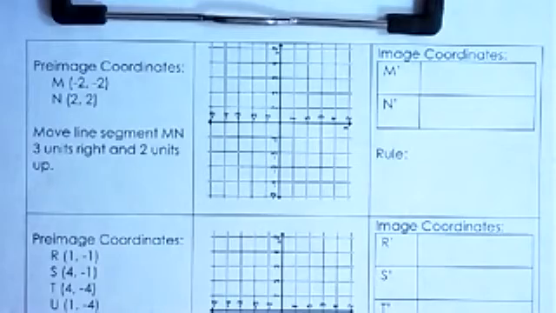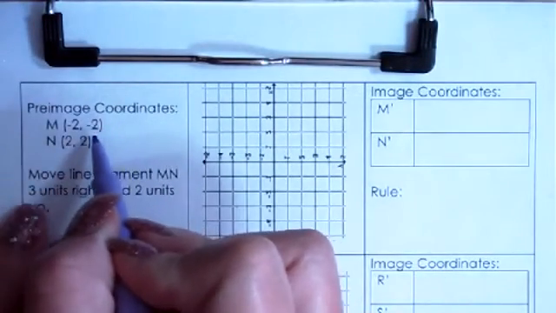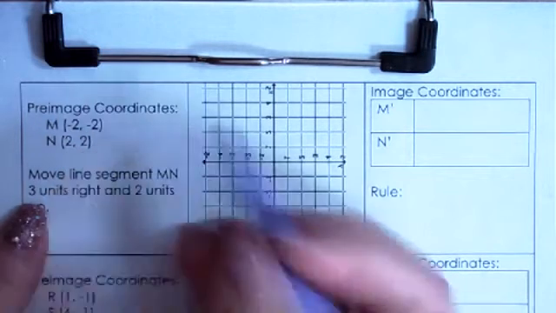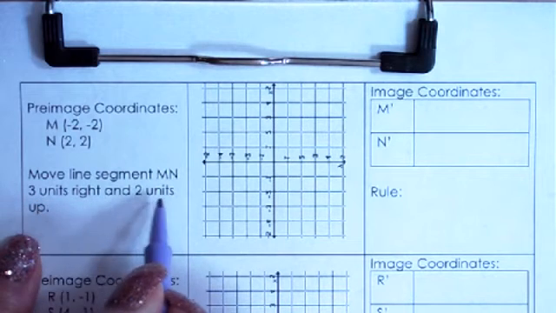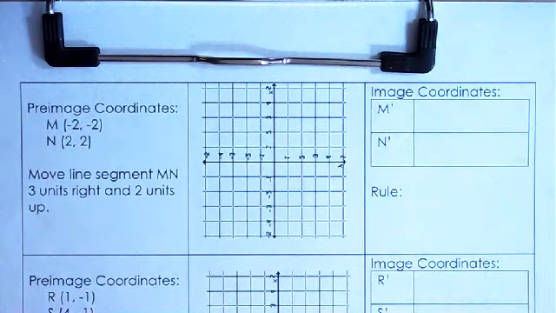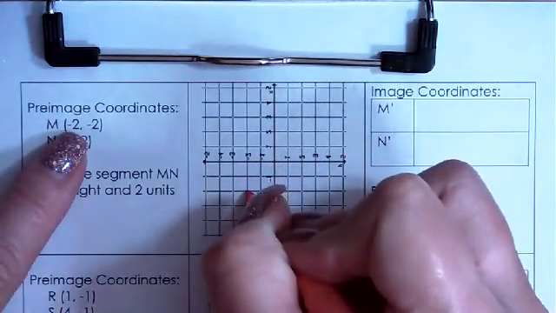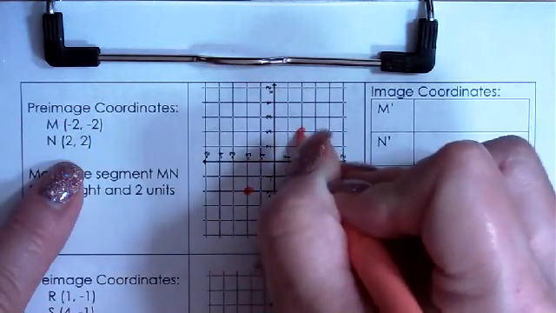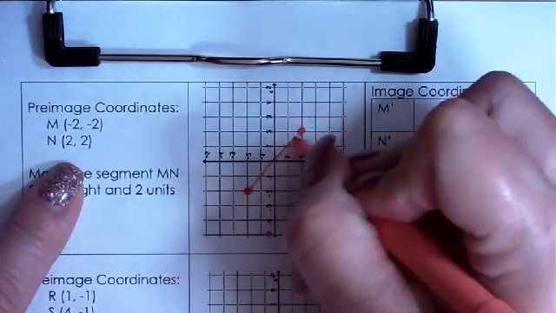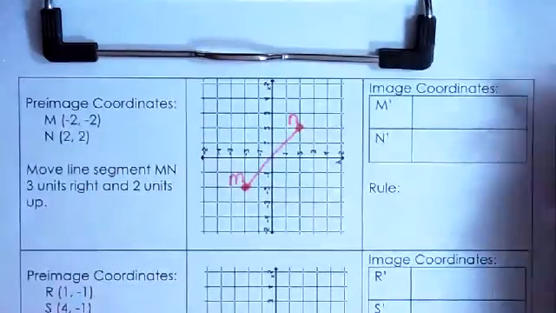Okay? Now, if you look at example 3 right here, it says the pre-image is going to be a line segment because it has only 2 points. And it says right here, move line segment MN 3 units right and 2 units up. Okay? So I'm going to grab my pen. First thing I'm going to do is graph M and N. M is at negative 2, so it goes right here. N is at positive 2, right there. I'm going to connect them. I'm going to make sure I put M here and put N there.